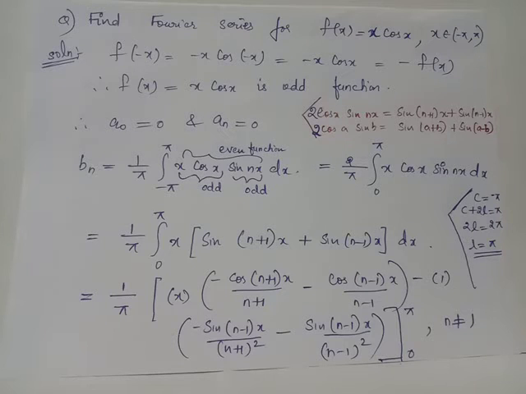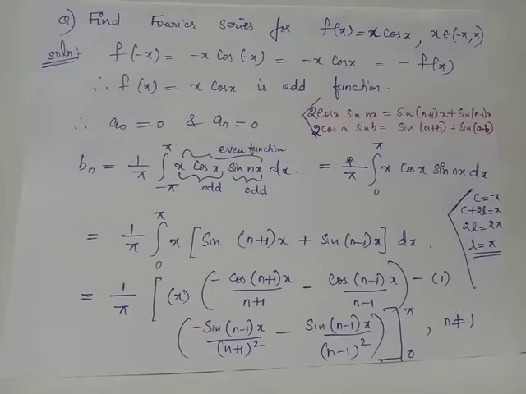We have bn equals 1 by L integral minus a to a f of x sin pi n x by L into dx. Since L equals pi here, because c equals minus pi and c plus 2L equals pi, we have bn equals 1 by pi integral minus pi to pi x cos x into sin nx dx.